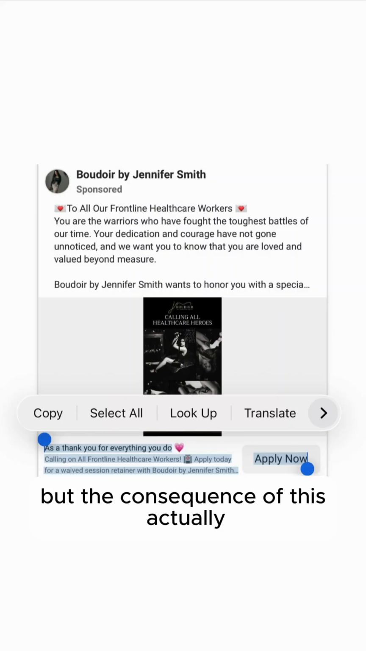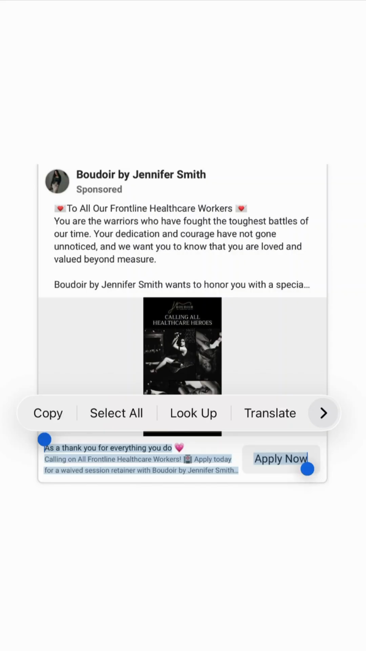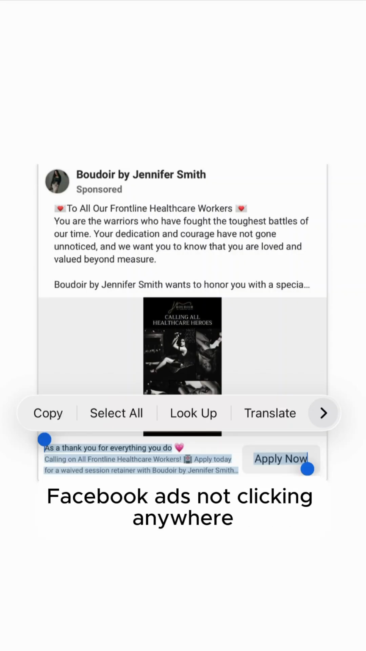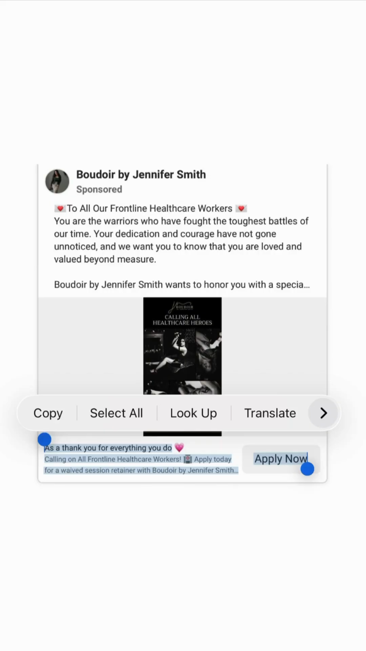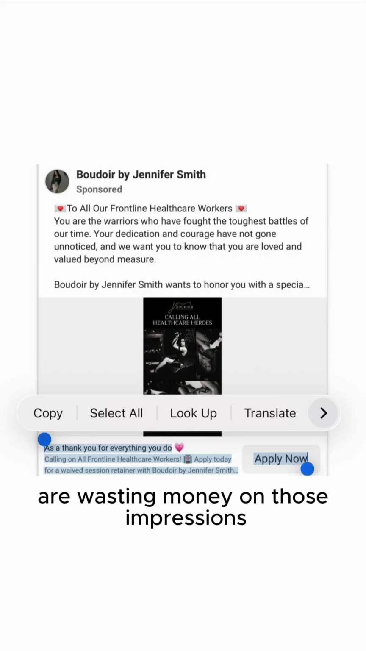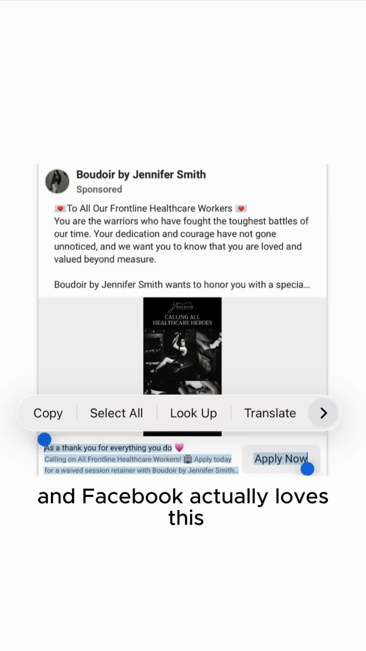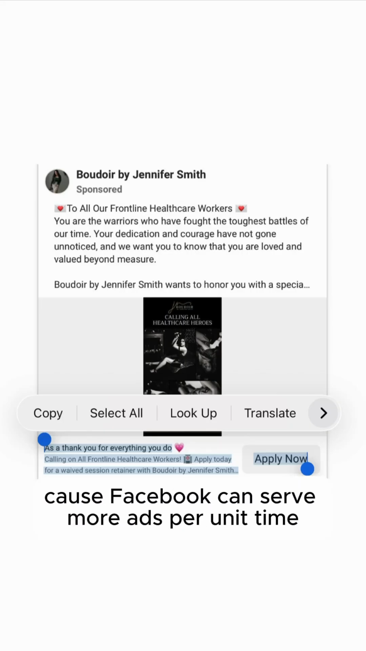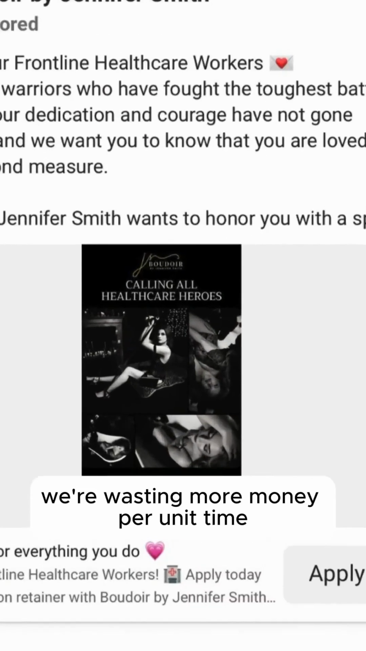But the consequence of this, actually, when we do this more and fill out all these fields, more women are actually scrolling by our Boudoir Facebook ads, not clicking anywhere, ads not entering the women's brains, and we actually are wasting money on those impressions. So we get more women scrolling on by, fewer women clicking on our ad. And Facebook actually loves this because Facebook can serve more ads per unit time, earn more money per unit time, where we're wasting more money per unit time.